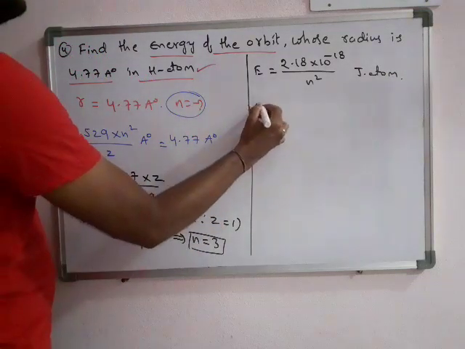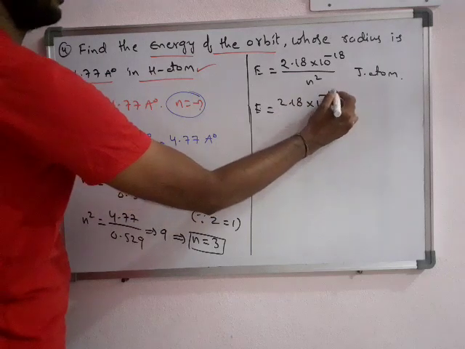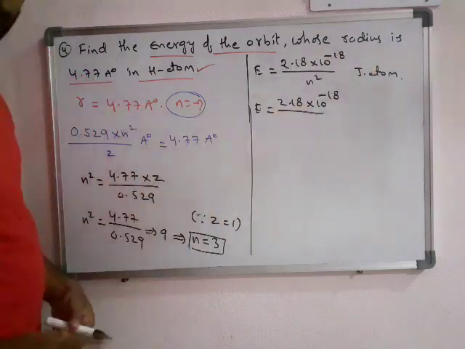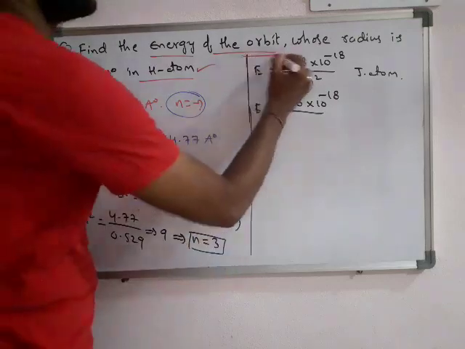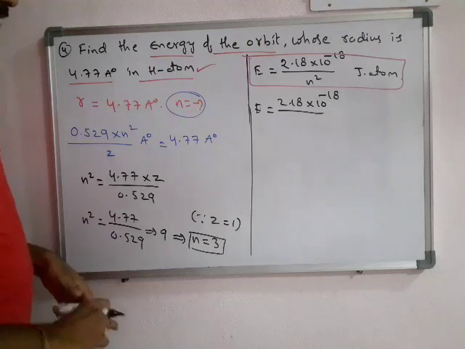That is 2.18 into 10 to the power of minus 18. So this is the formula. This is the formula in joules per atom for hydrogen. Here we got the number of orbit 3.